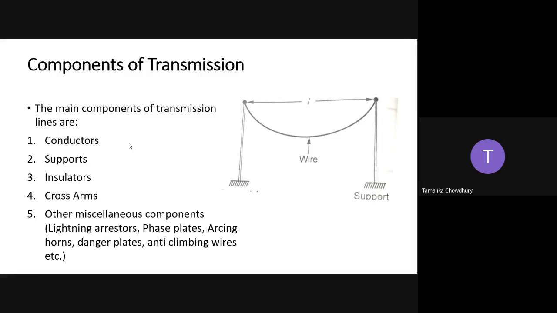Means it should not fall down if any unbalance of load occurs. Okay, and then the maintenance also should be low. Fine. So these are the different kinds of line supports. And next are the insulators.